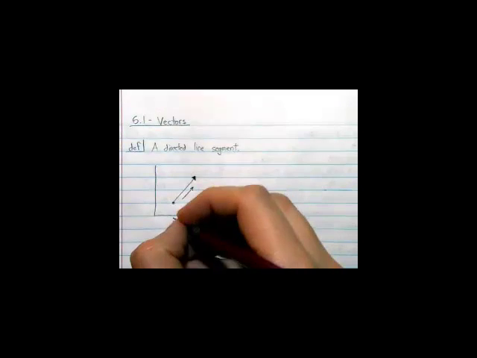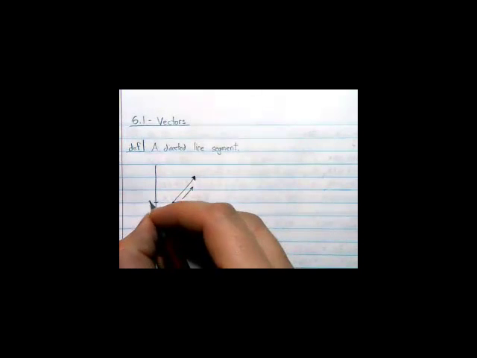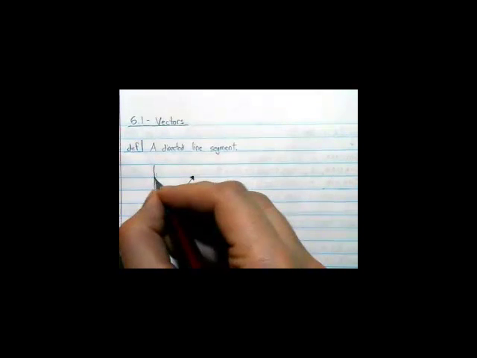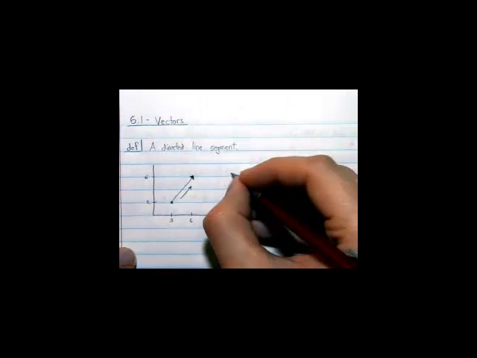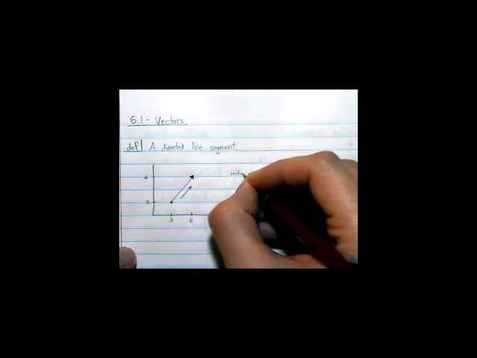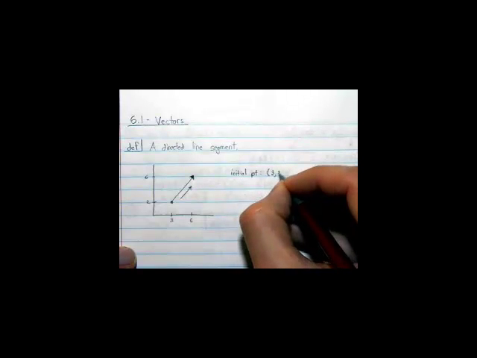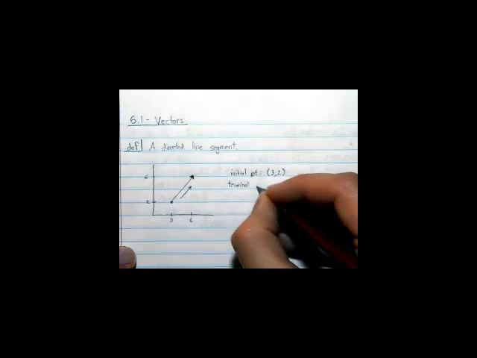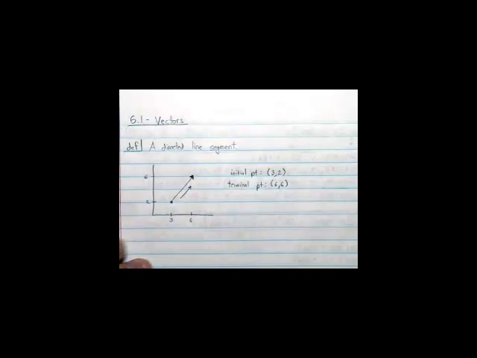So for this one, let's say this first point was at 3, 2, and then the end of it was up at 6, I guess. So the initial point would be at 3, 2, and the terminal point would be at 6, 6, based on the direction that I created for that vector.